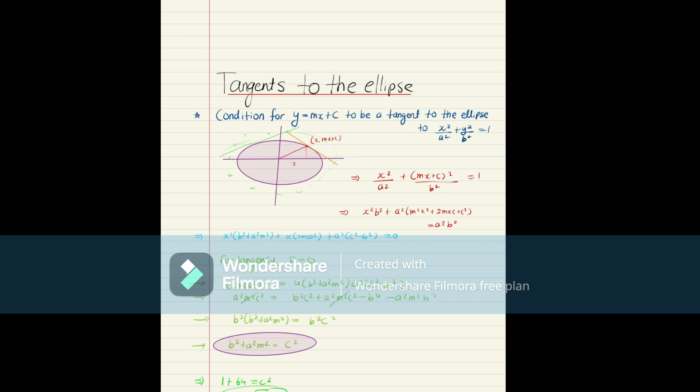That final relation is the one that's more important to us. Remember, c was the constant, the intercept term. We get that c square needs to be equal to b square plus a square m square. If this equation is satisfied, then that line becomes a tangent to the ellipse.